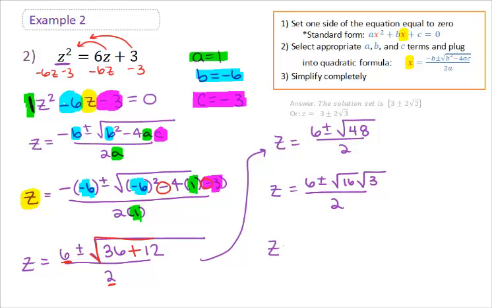So I have z is equal to 6 plus or minus. The square root of 16 gives you 4. And then you have 4 times root 3. And this is all over 2.